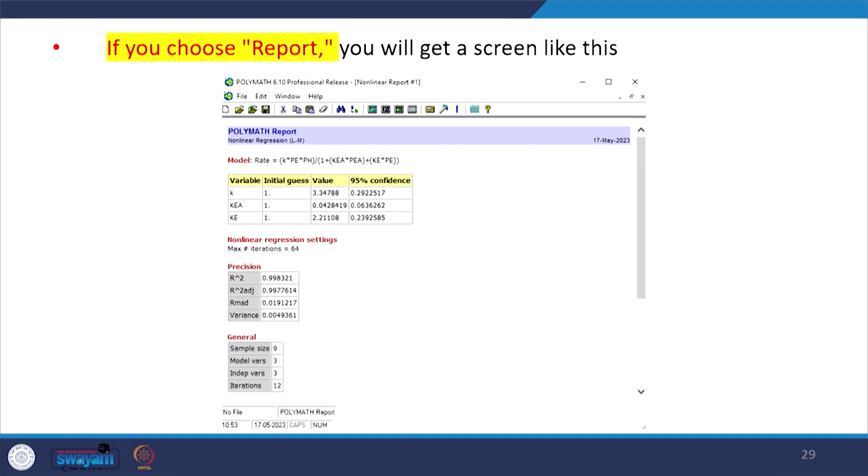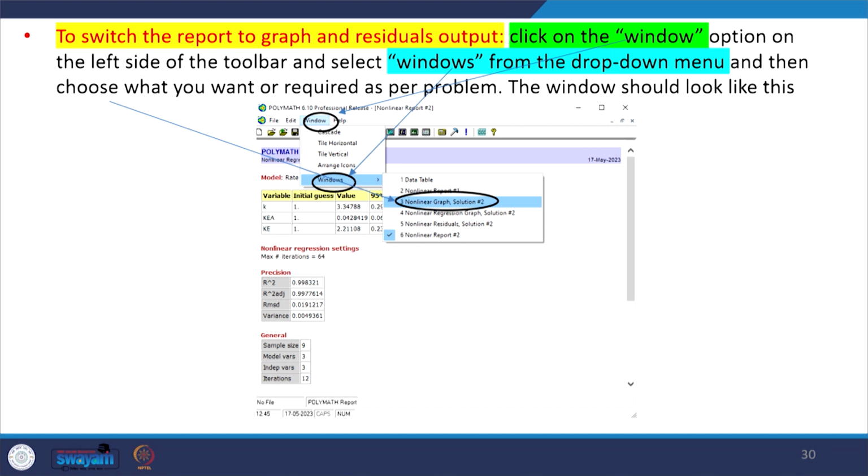Once we click that, the results will come in the form of a report: K value, KEA, KE. The K value we are getting is approximately 3.34, and here are the KE value and the KEA value, and the 95% confidence limits are also required, and those values are coming here. Here sigma square, the variance, is 0.0049. Okay, so it looks like this.